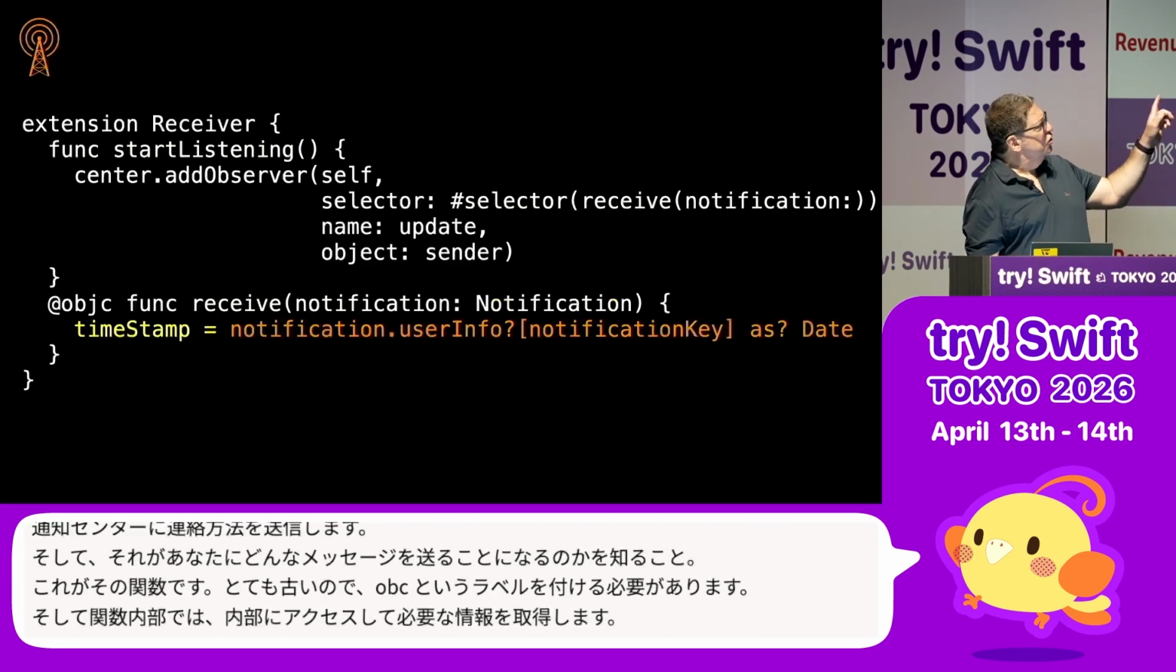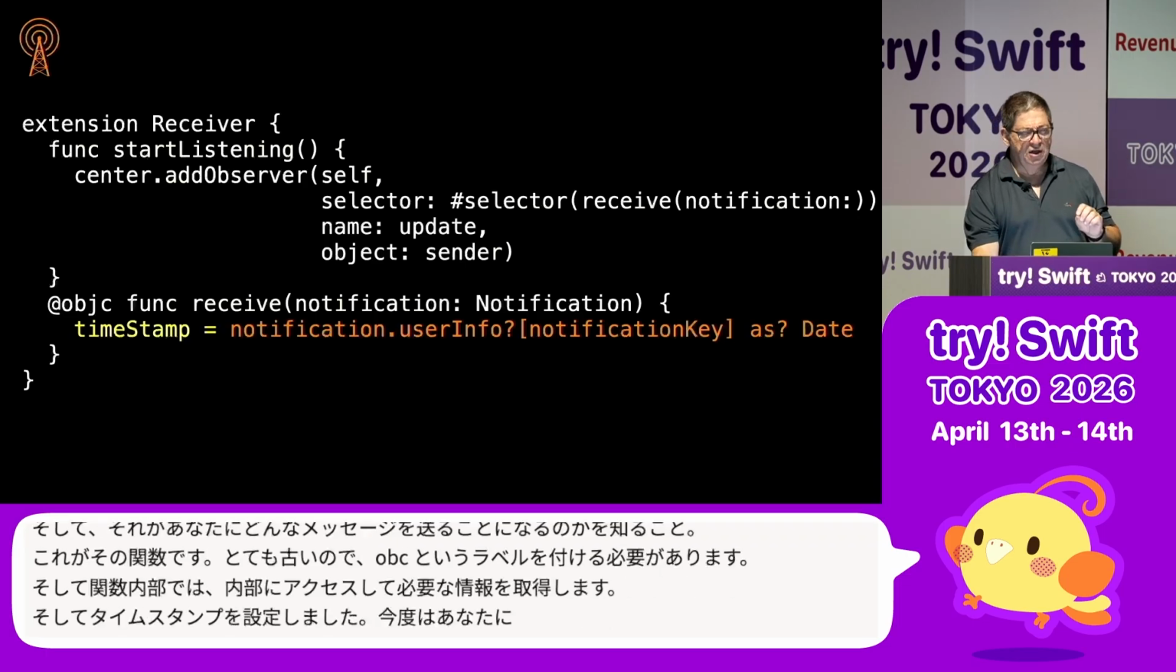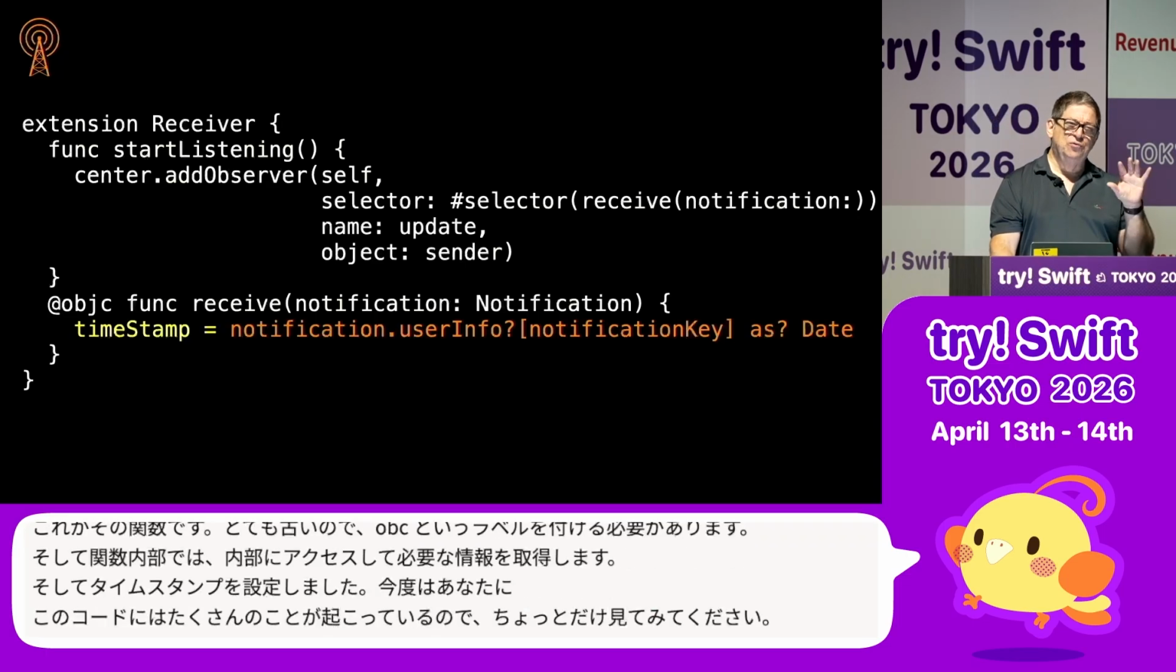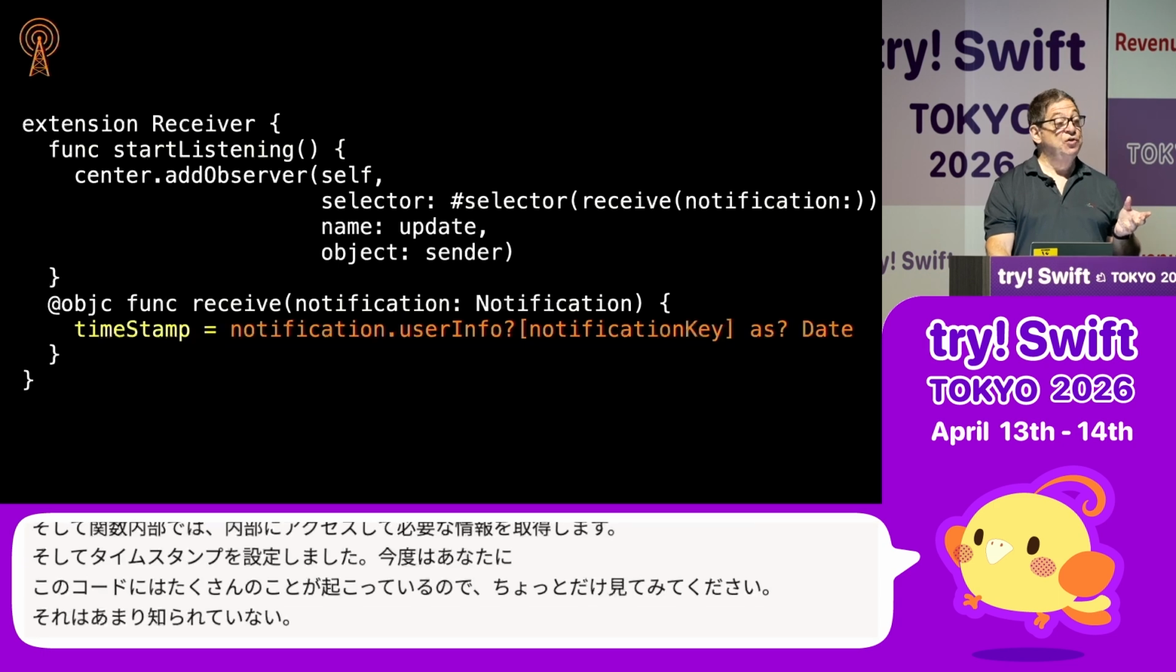Now I want you to look at this code just for a second, because there's a lot going on here that's sort of unknown. Maybe the notification has a user info dictionary, maybe it doesn't. If it has a user info dictionary, maybe it has a key with this name, maybe it doesn't. And the value it retrieves, maybe it's a date, maybe it isn't. There's a lot of places where we're using optionals.